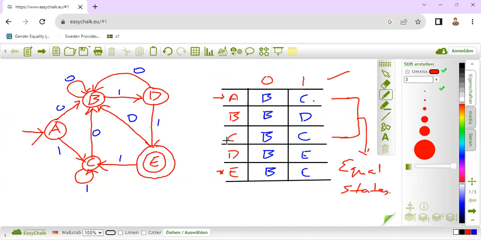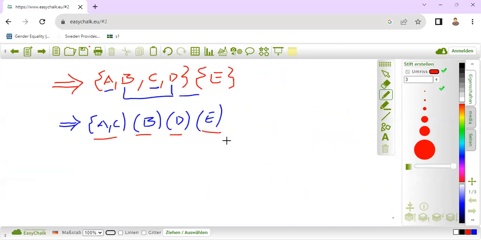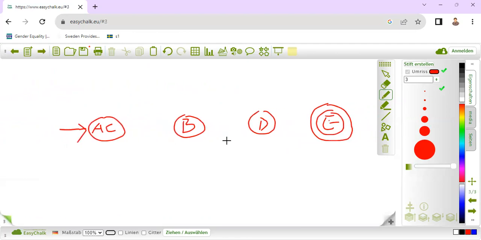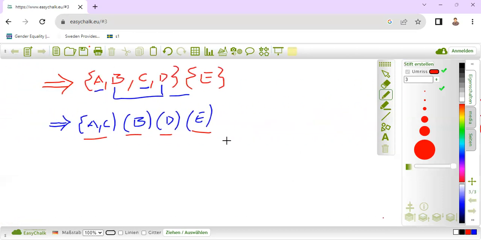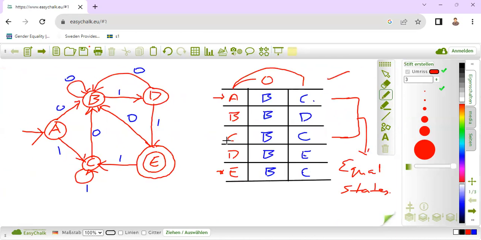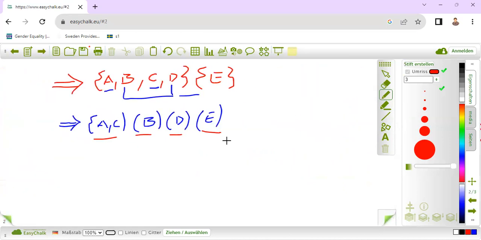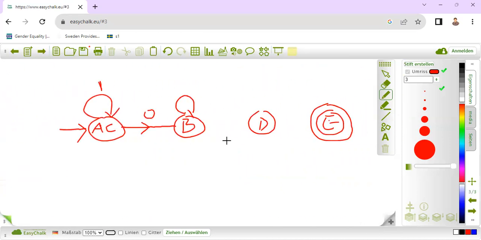So here A with input 0 is going to B, and A with input 1 is going to C, which we have written as one input. So we have a self group, and again we'll check for B. So here B with 0 it's going to B, and with 1 it's going to D. So B is a self group, and it's going to D with input 1.